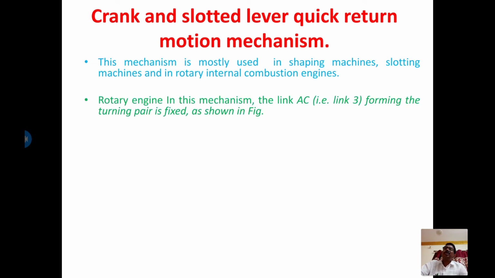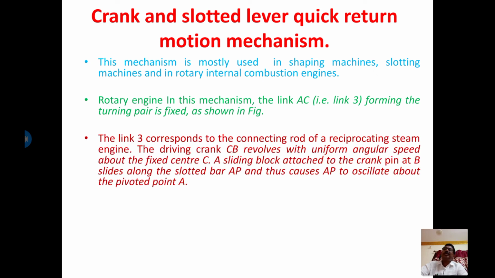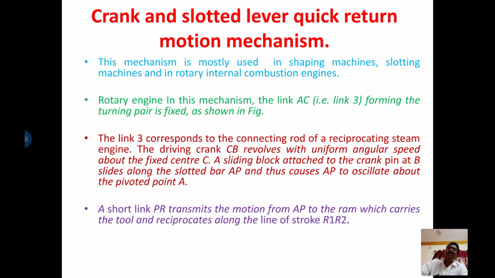In this mechanism, the link AC forming the turning pair is fixed. The link 3 corresponds to the connecting rod of a reciprocating steam engine. The driving crank CB revolves with uniform angular speed about the fixed center C. A sliding block attached to the crank pin at B slides along the slotted bar AP and thus causes AP to oscillate about the pivoted point A. That figure I will show you.